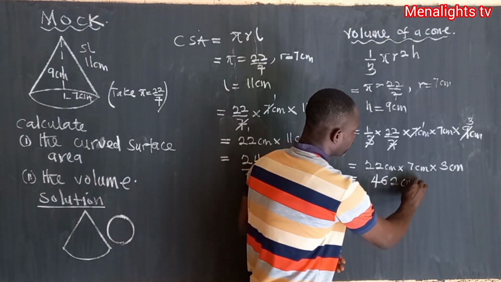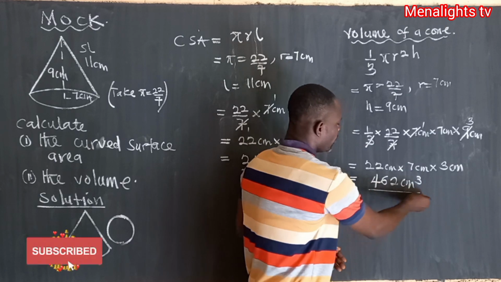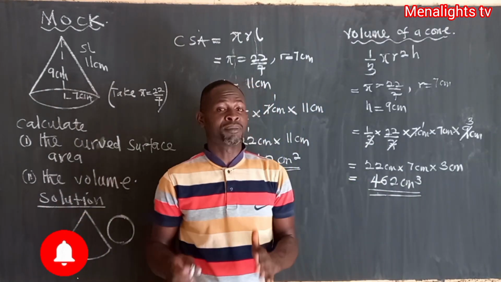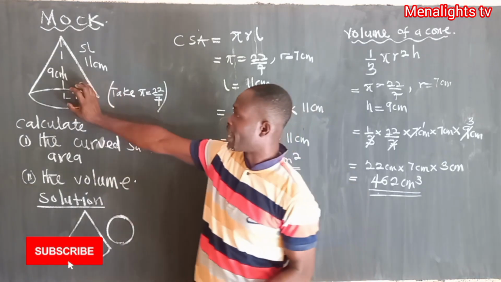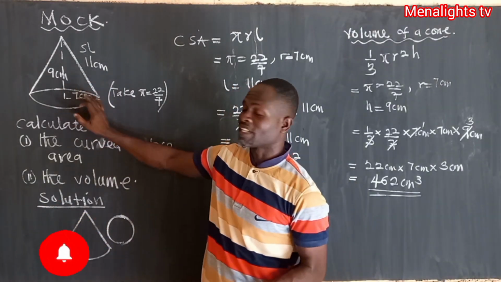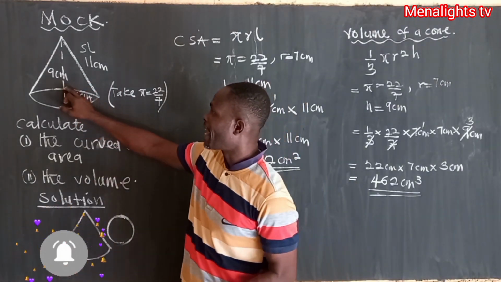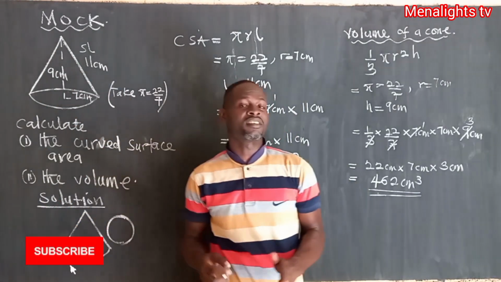So we have the 462. This 462 centimeters cubed is the volume of this cone that we have here if the radius is 7 centimeters and the height here is what? 9 centimeters.